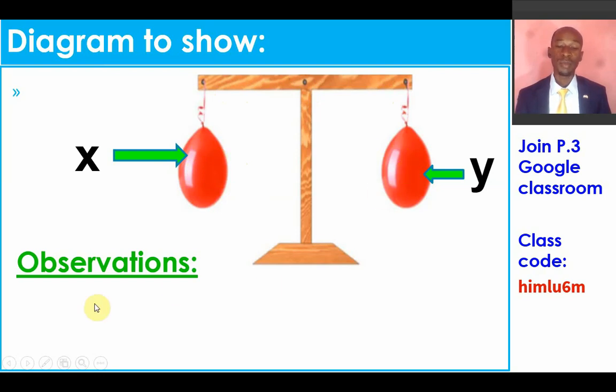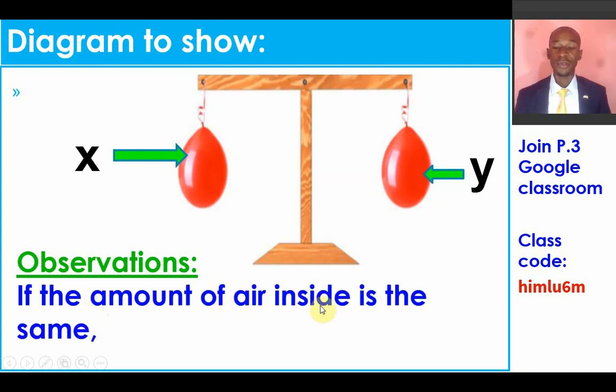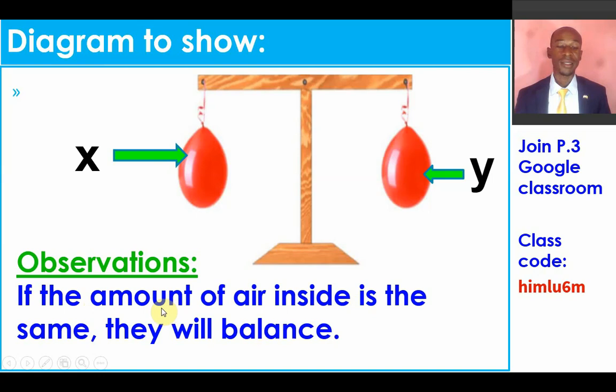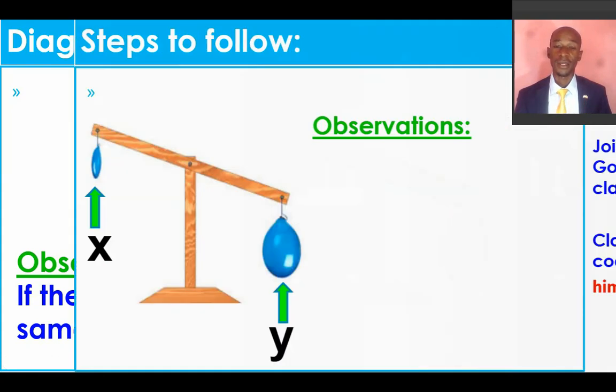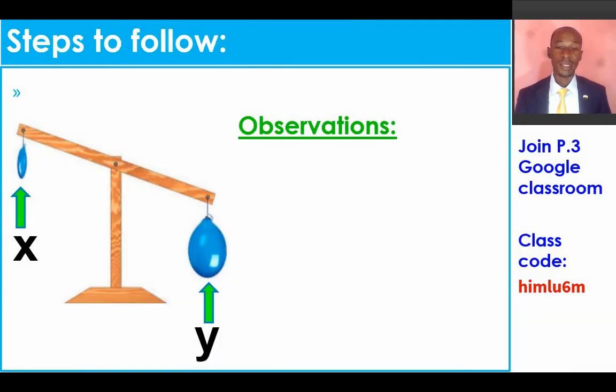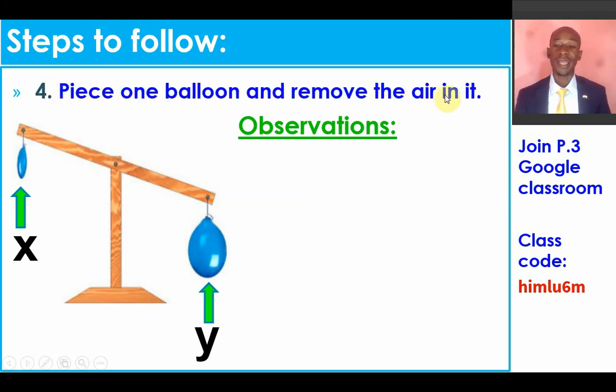So what is the observation here? The observation is that the amount of air inside is the same, so they will balance. If the amount of air inside is the same, they will balance. Is that clear? Then let us get to step number 4. Step number 4 says: pierce 1 balloon and remove the air in it.